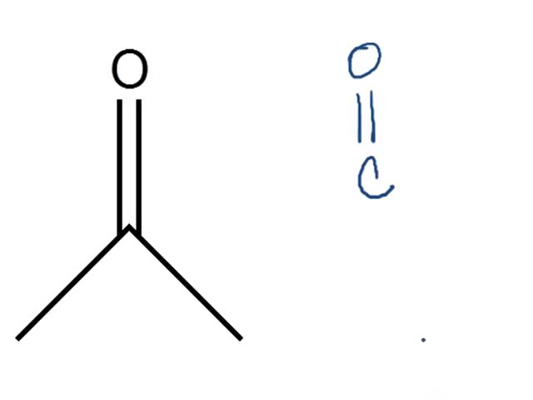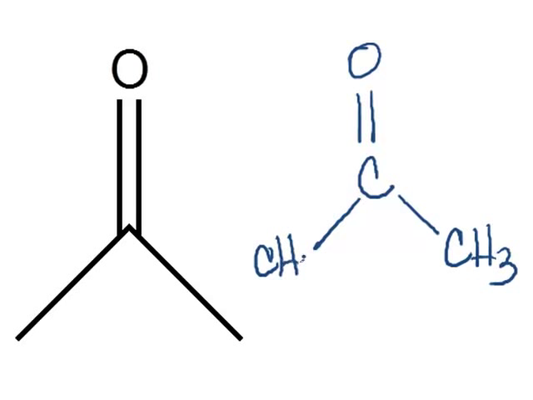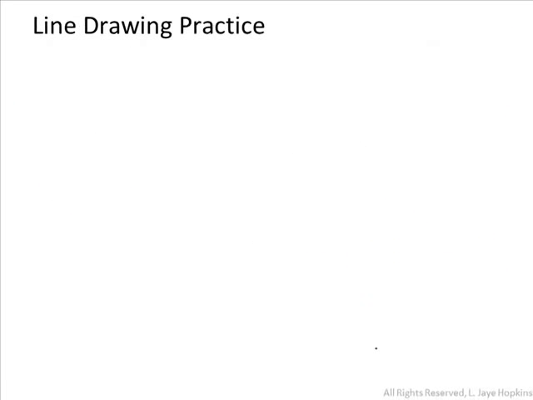A carbon double bonded to an oxygen, and notice that at the ends of each of these lines, I must have another carbon with the appropriate number of hydrogen. So this would be the condensed form of acetone as compared with the line structure. Let's do a little bit of practice. I'm going to give you a condensed structure, and I'd like you to turn it into a line structure.